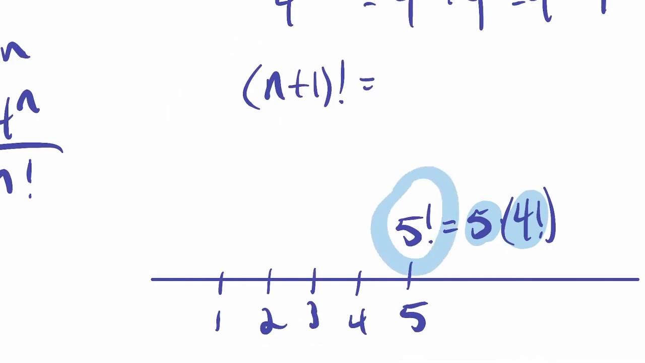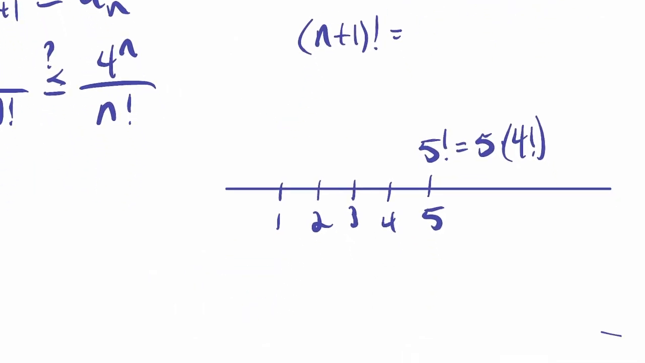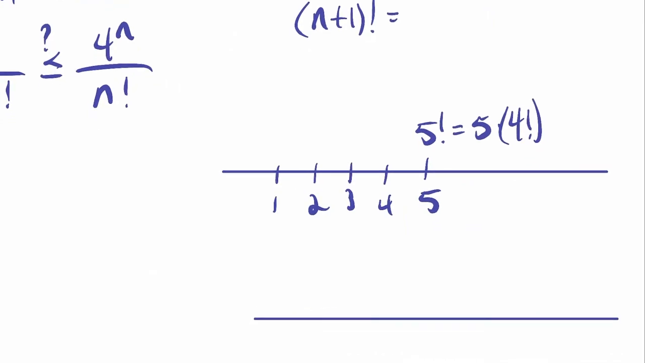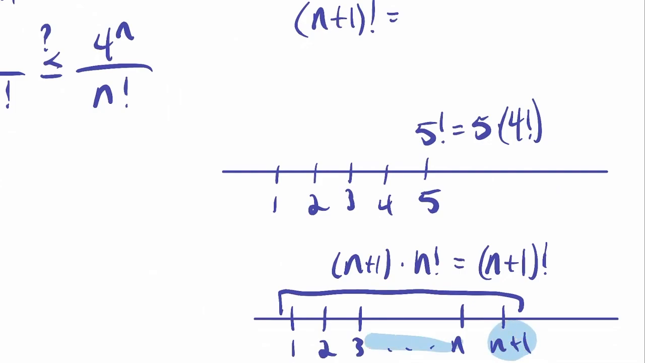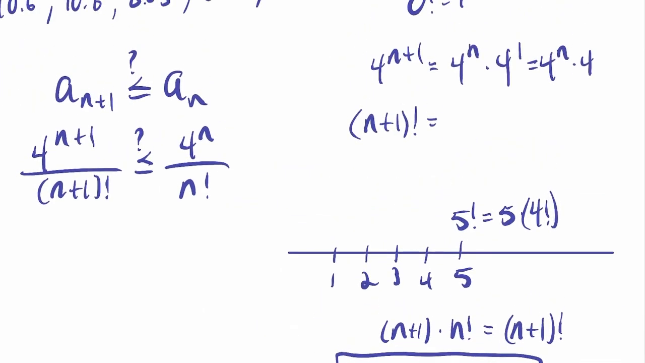Because this guy says 1 times 2 times 3 times 4, if I multiply by 5, that's what 5 factorial means, okay? So if I had a sequence of numbers like 1, 2, 3, dot, dot, dot, n, and then n plus 1, multiplying all of these is n factorial. Multiplying all of these is n plus 1 factorial, okay? So n plus 1 factorial is the same as n plus 1 times n factorial, because it's n plus 1 times all the rest together. Okay, hopefully that makes sense. So this equals n factorial times n plus 1. The order in which you write doesn't really matter.